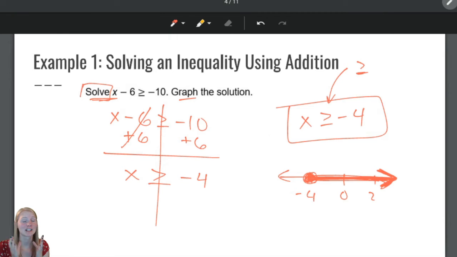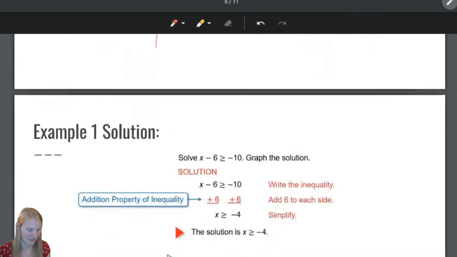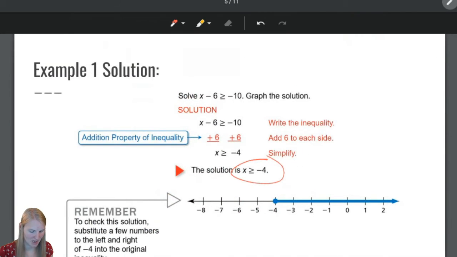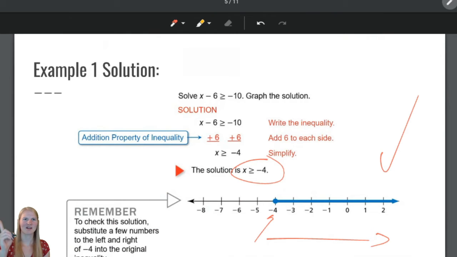It feels a lot like solving an equation with addition. Okay, let's see if we were right. Bigger than negative 4, arrow pointing that way, closed circle, we are good.